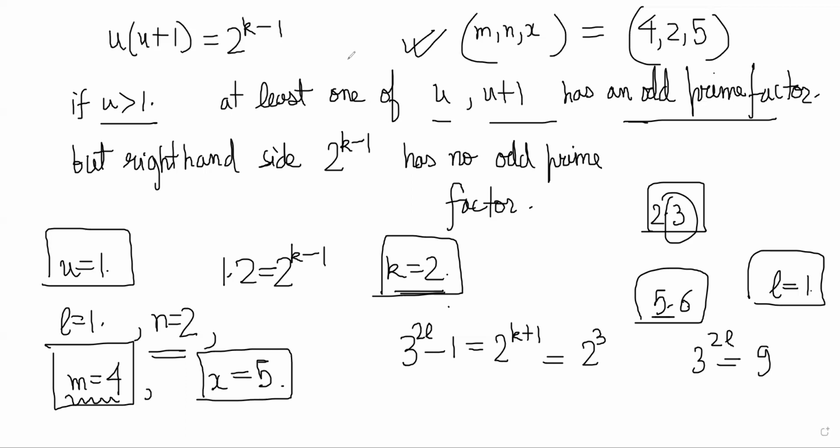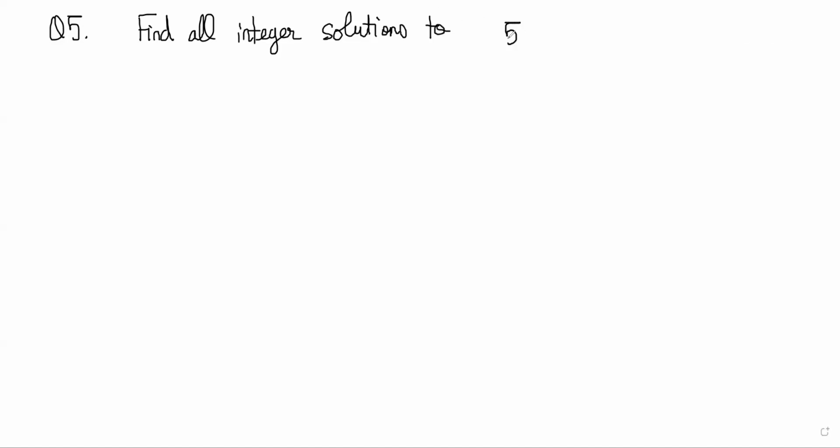Let's look at another question. This is the estimation method I will show you. So this is: find all integer solutions to 5x squared minus 6xy plus 7y squared is equal to 130.